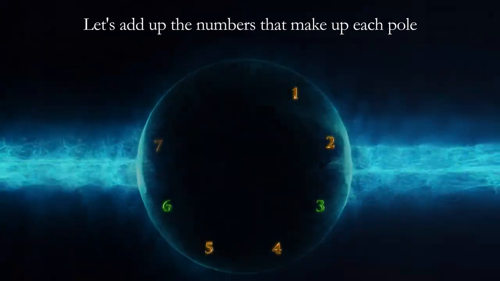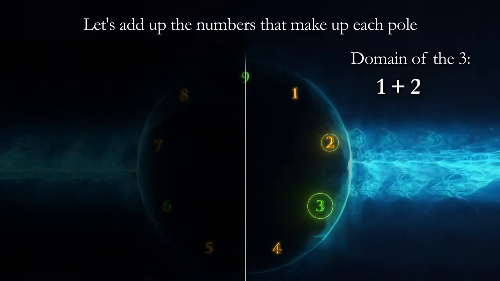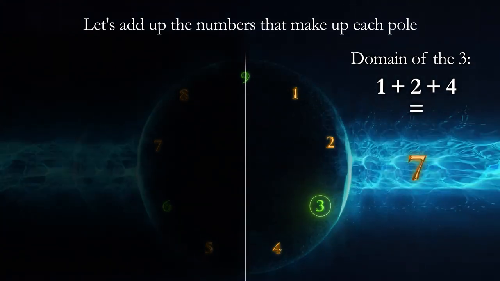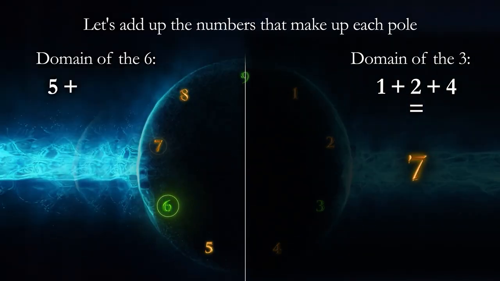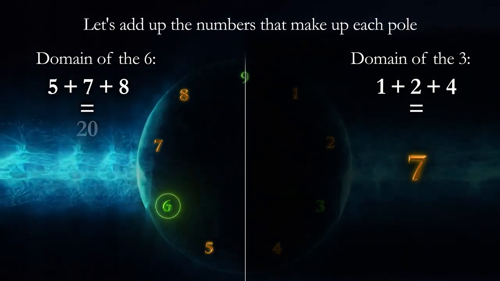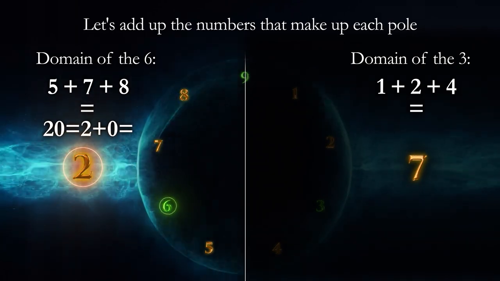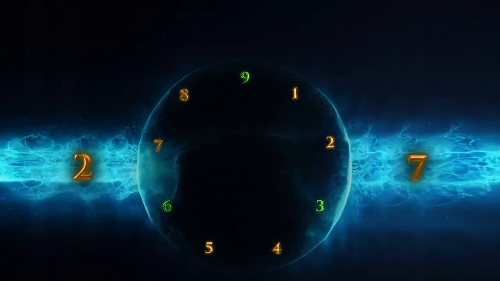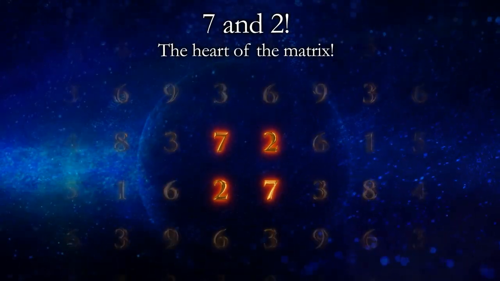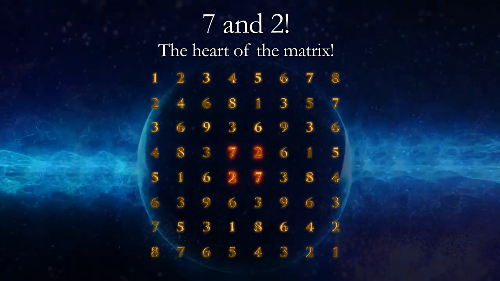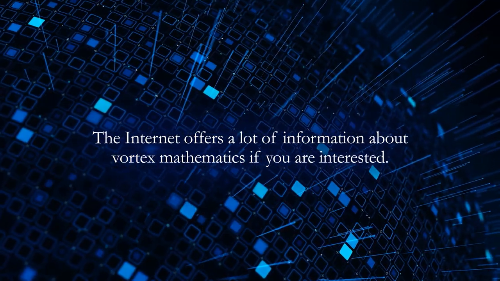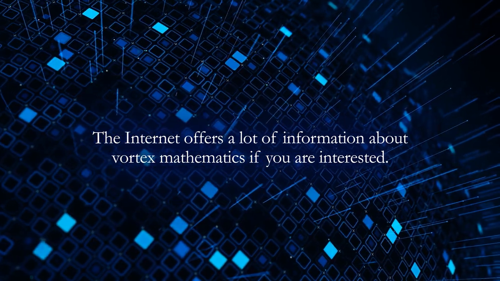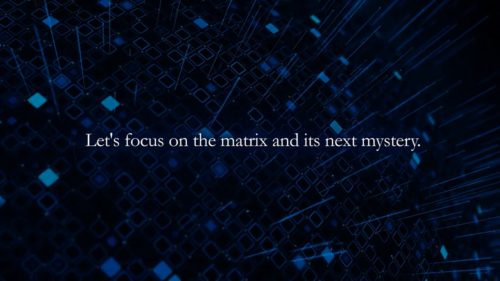Let's add up the numbers that make up each pole. Domain of the 3. 1 plus 2 plus 4 equals 7. 6. 8 plus 7 plus 5 equals 20. Equals 2. Seven and 2. The heart of the matrix. The internet offers a lot of information about vortex mathematics if you are interested. Let's focus on the matrix and its next mystery.